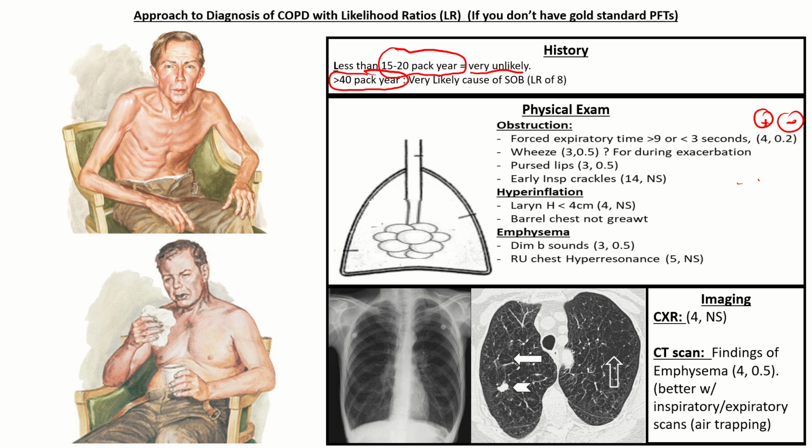Now this can change a little bit. There is a genetic predisposition to the development of COPD. Women also develop COPD more easily than men, which is why there's some lenience from a 20 to 40 pack year history.